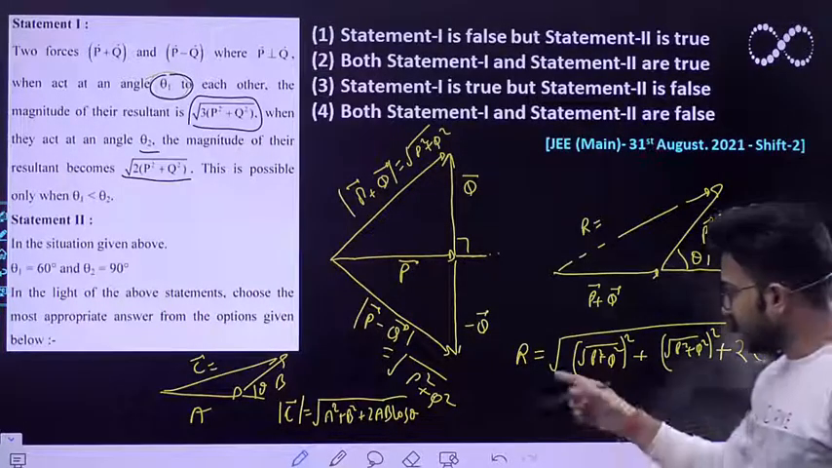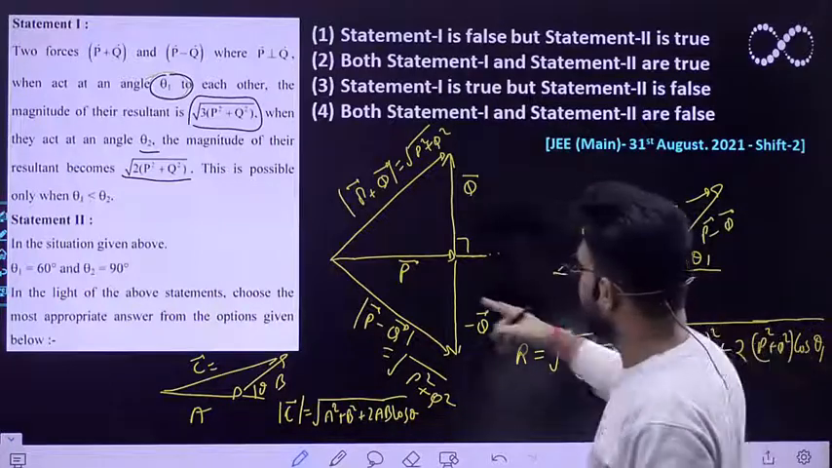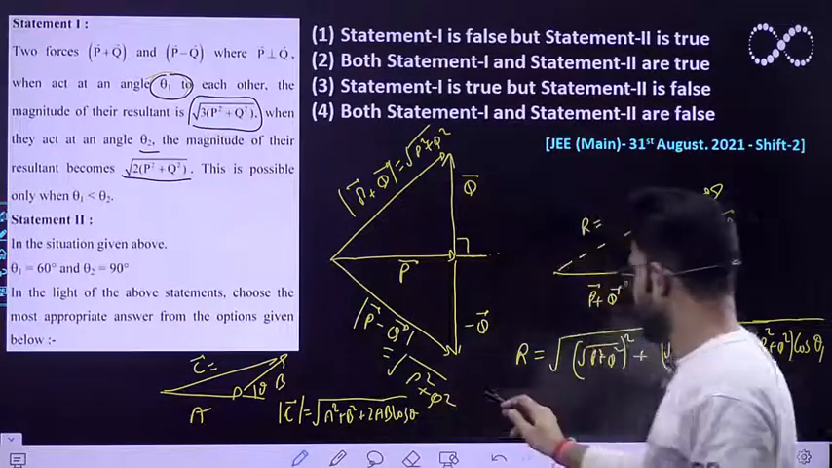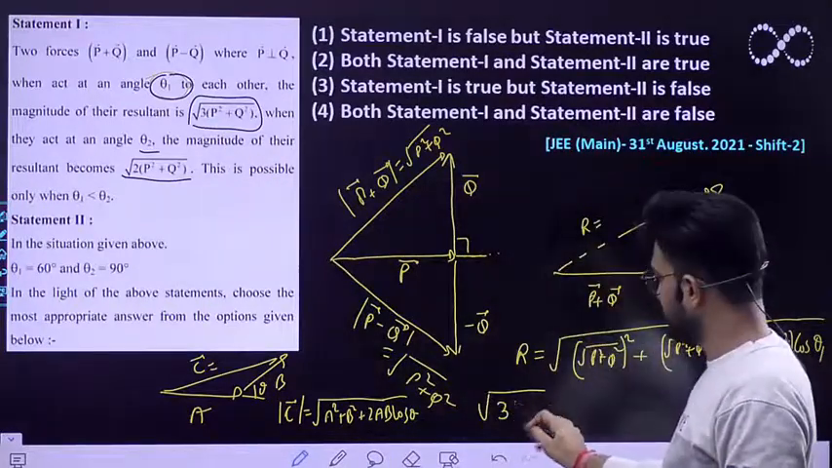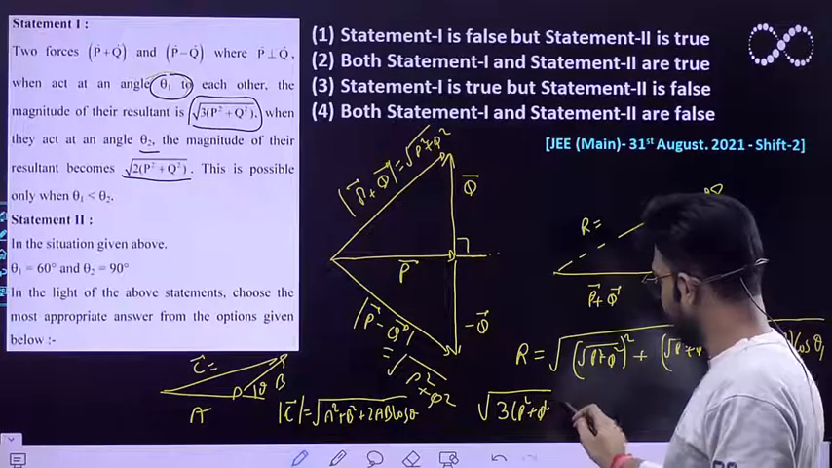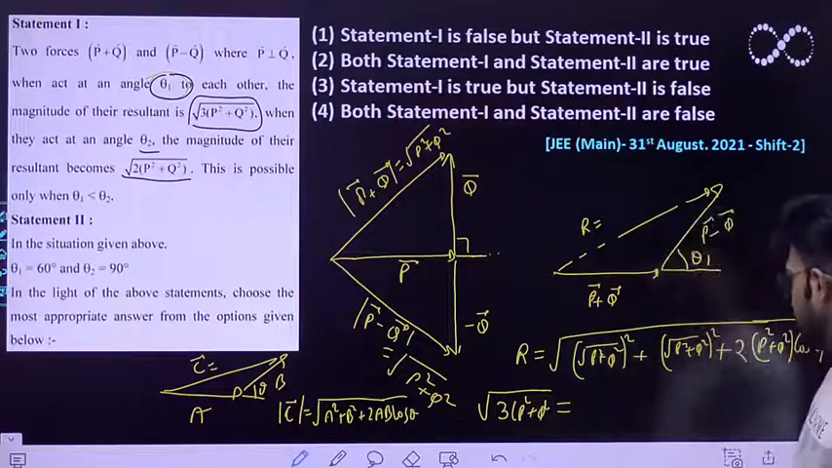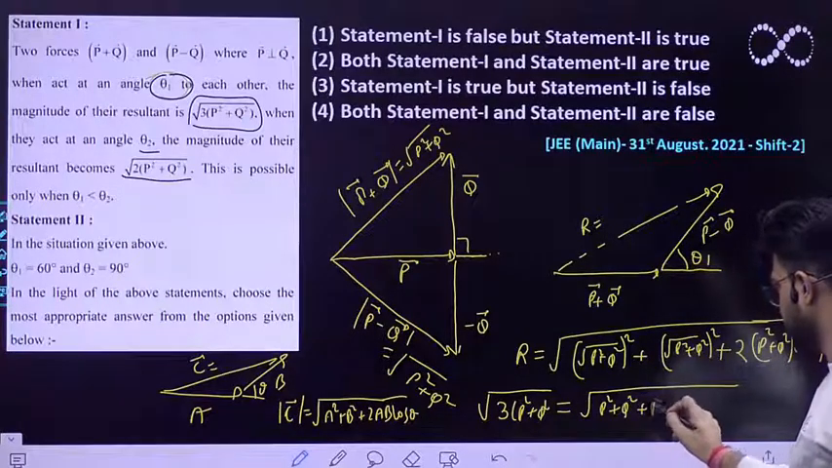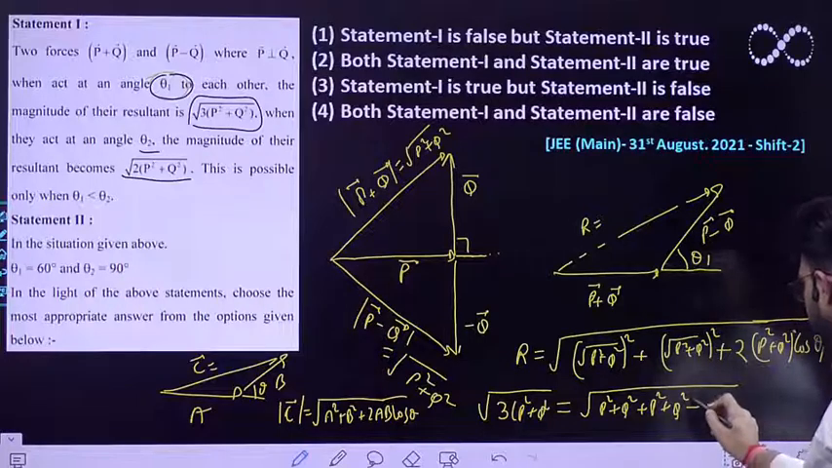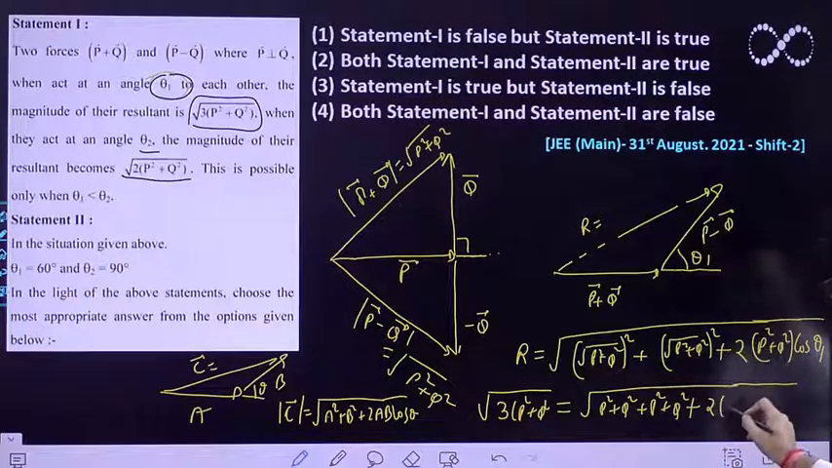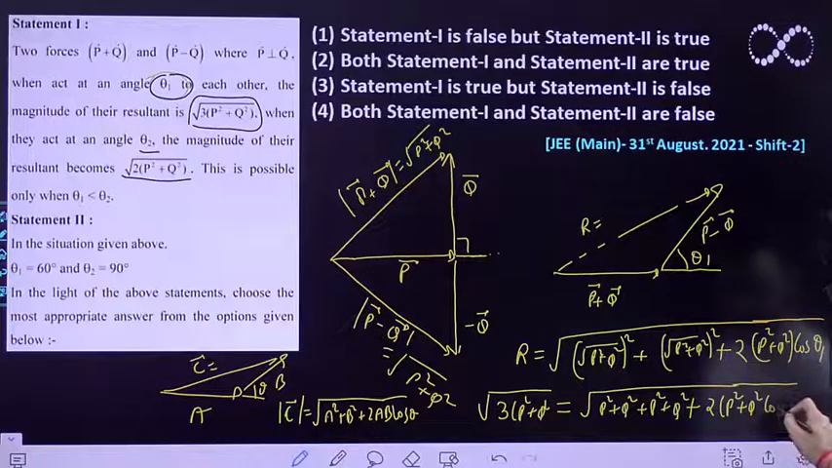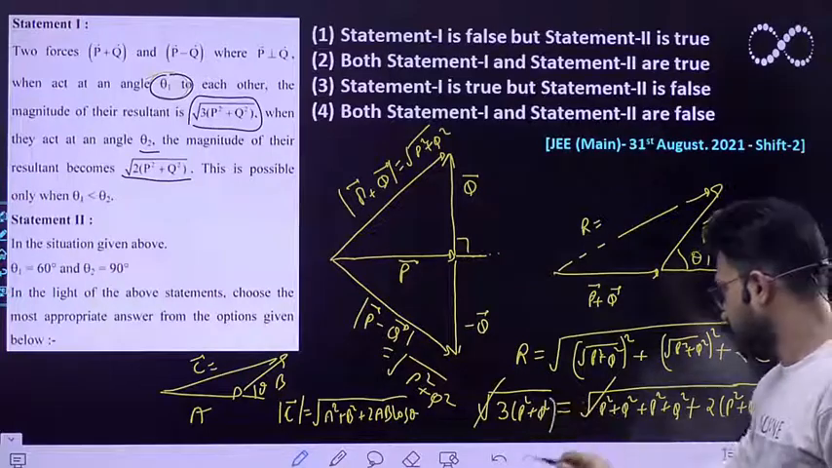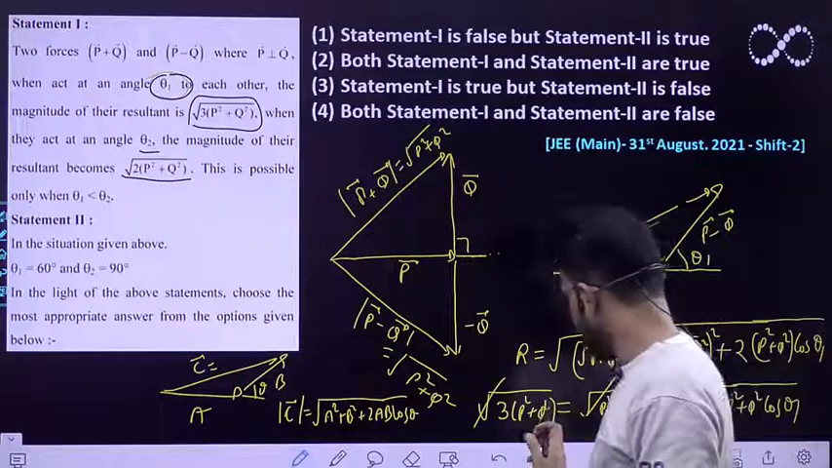This you are getting, and the resultant is also given to you when the angle between them is θ1, so the resultant is also given to you as root of 3 P square plus Q square. So equating these two, finally you'll get P square plus Q square plus P square plus Q square plus twice of P square plus Q square into cos θ1. The roots will cancel out each other, and here you'll be getting 3 P square plus Q square.